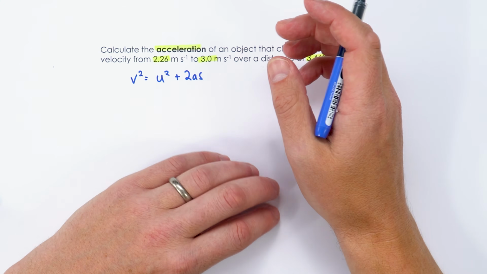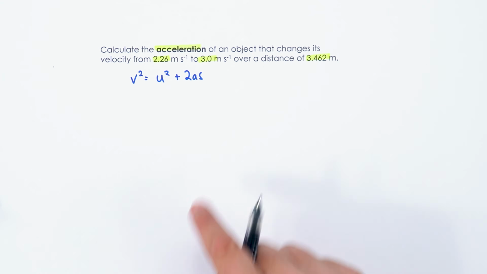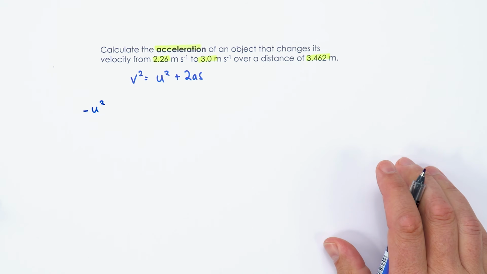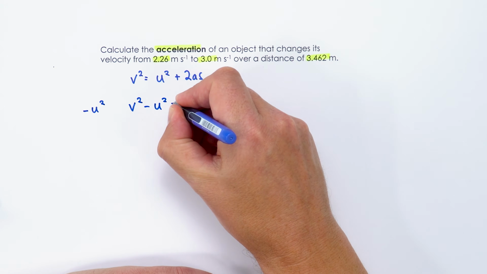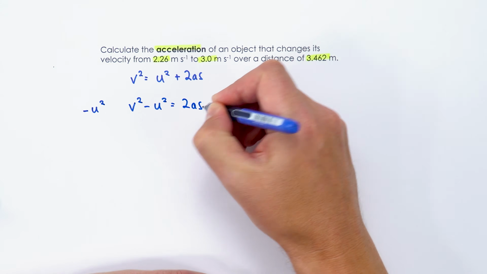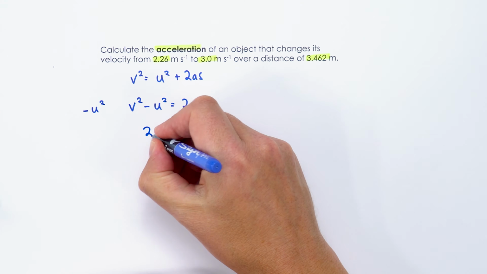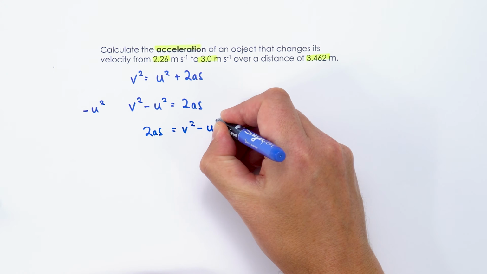Now to do that, we're going to be doing the same thing to both the left and the right side. So the first thing, in order to get a on its own, is to take u squared off both sides of that equation. So we can then say that v squared minus u squared is equal to 2as. And now, because we're trying to find a, I'm just going to flip over the equation to say that 2as is equal to v squared minus u squared.